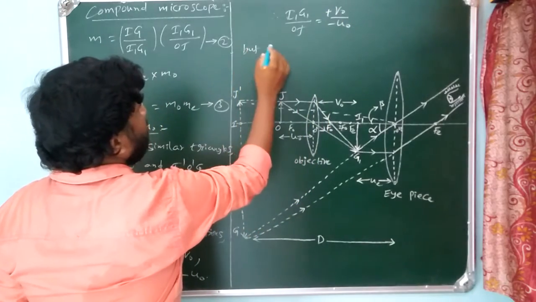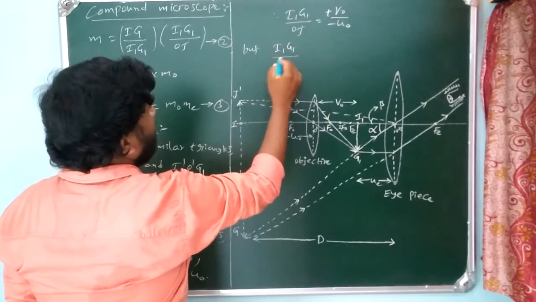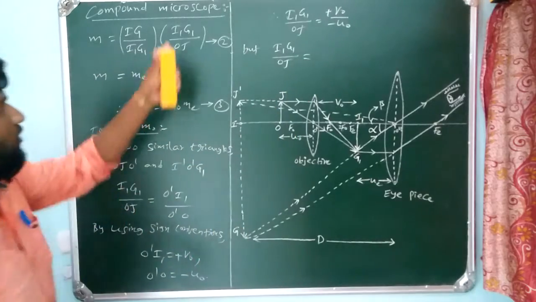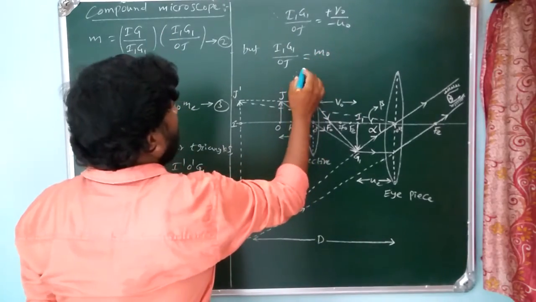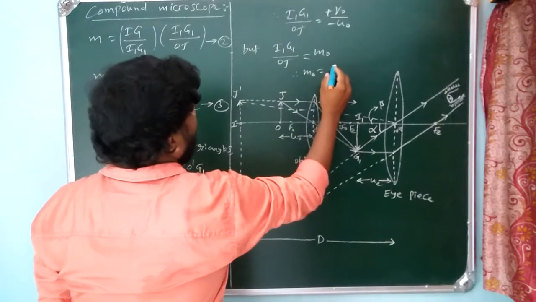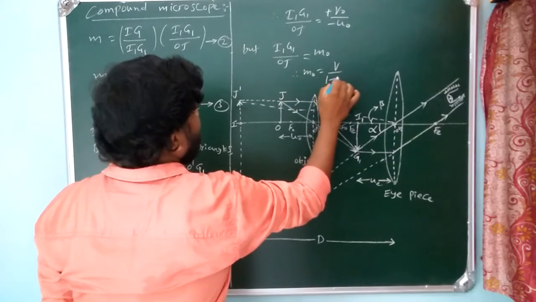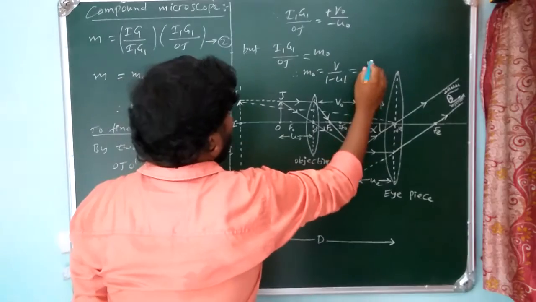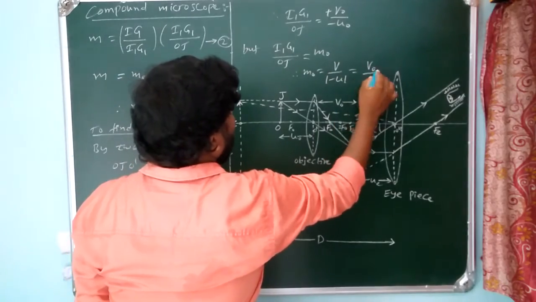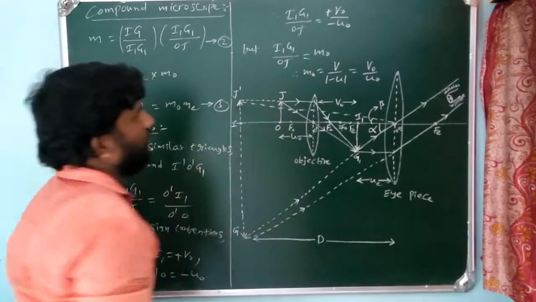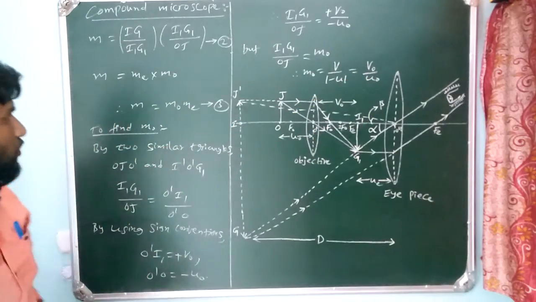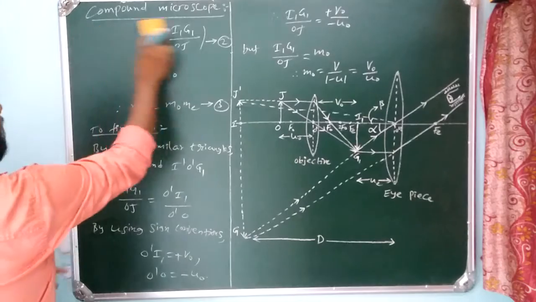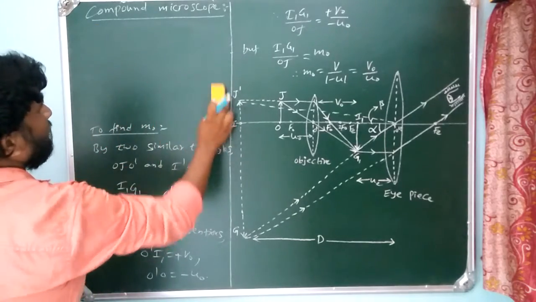But I1G1 by OJ is nothing but m naught. Therefore m naught equal to v by modulus of minus u, that is, we are getting v naught by u naught. So m naught is v naught by u naught. Now we are going to find the second one.